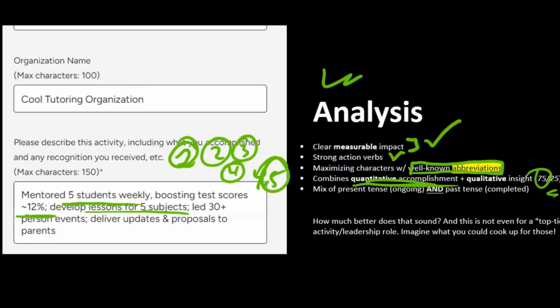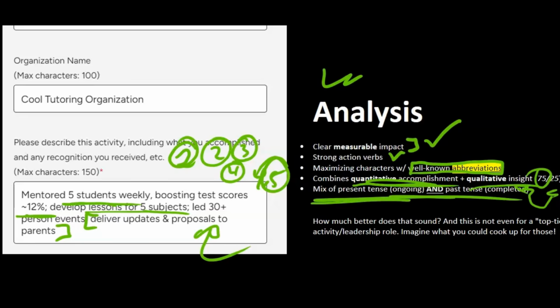However, 25%, I think, would be very valuable to have as a qualitative insight, and that's what we have down here. Now, this, in my opinion, is not the strongest delivery of that qualitative insight, but it's something. To deliver updates and proposals to parents. This makes you seem more human, right? You're not a robot that's accomplishing all this stuff and having a bunch of stats and numbers. That just seems very generic and maybe even not authentic. And so adding something that doesn't have numbers will help you in the long run.